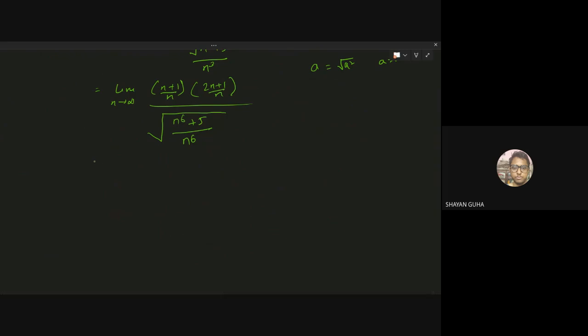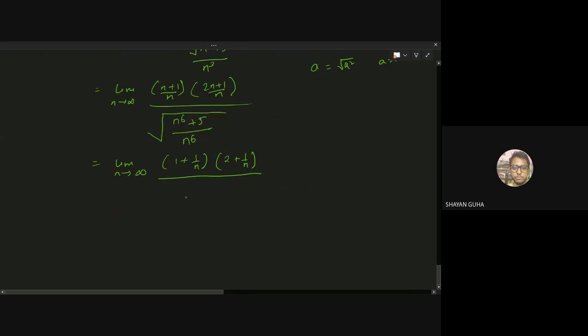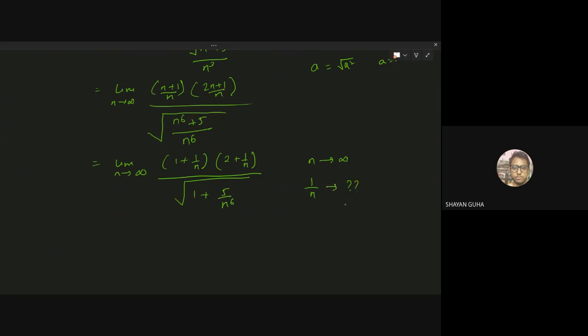Now we need to do some simplification, which will give me 1 by (1 plus 1 by n), and this will give me (2 plus 1 by n) divided by root over of (1 plus 5 by n to the power 6). Now, here comes the tricky part. If n tends to infinity, then 1 by n tends to what? Tell me. If n tends to infinity, then 1 by n tends to what?